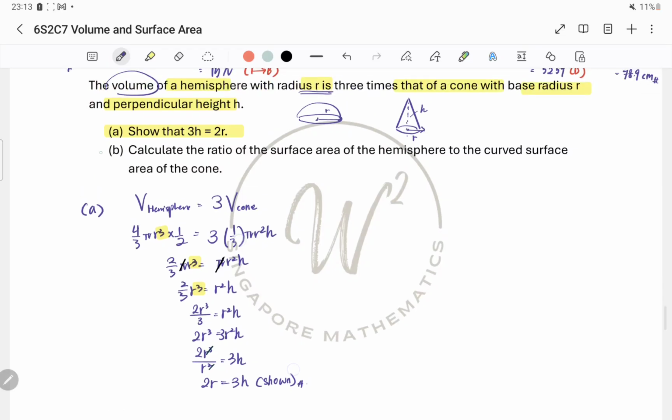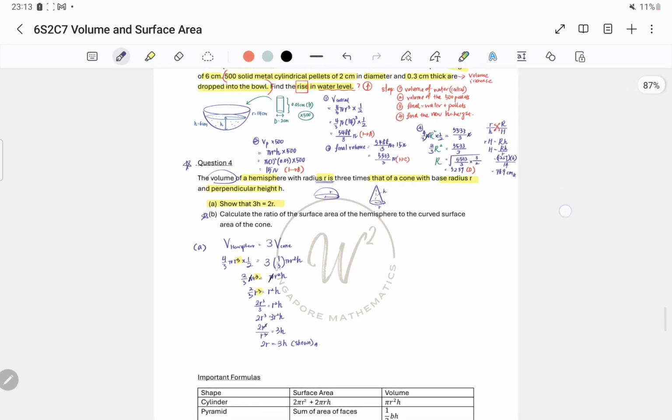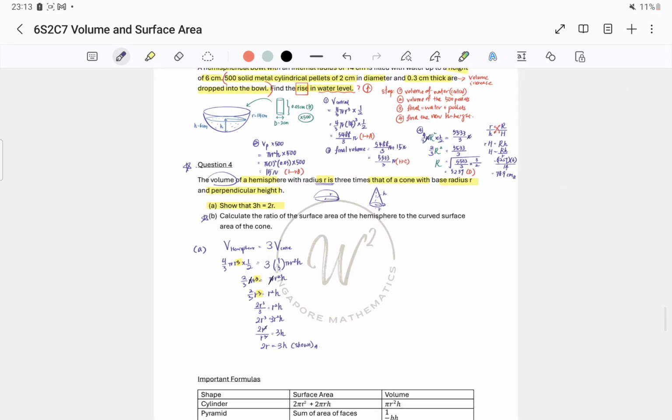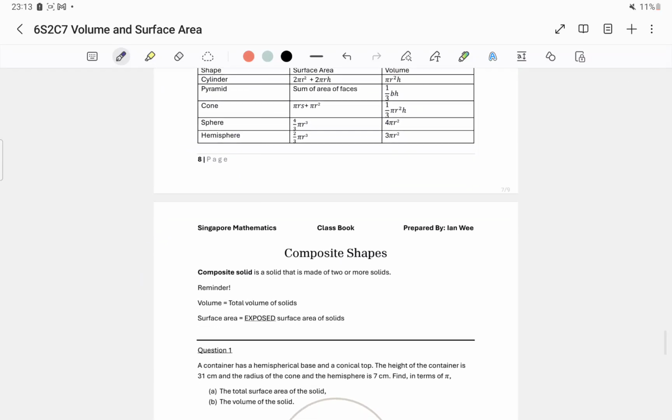Okay, so I want you to try your question B as your homework. So that's all for today. We will discuss the question before we move on to the composite shapes.